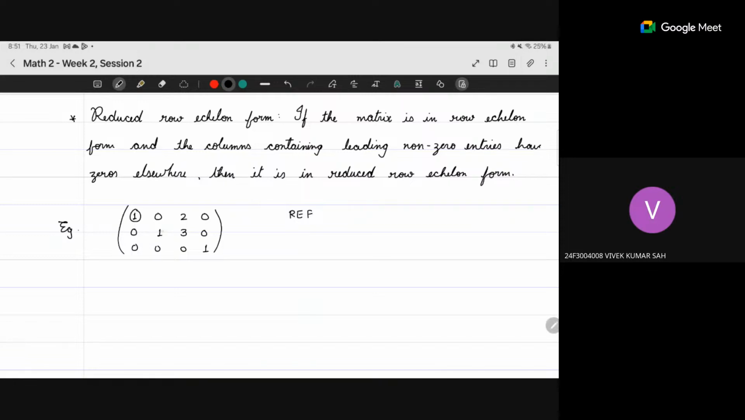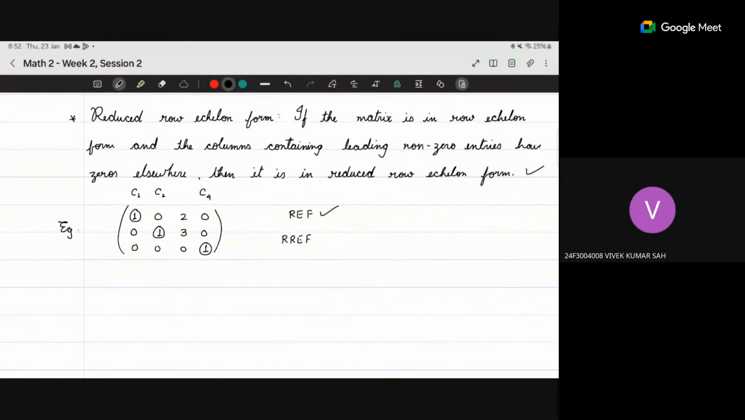Because here you have a 1, here you have a 1 which is to the right, here you have another 1 which is also to the right. So REF is okay. But what about reduced REF, that is RREF? You have to look at the columns. What are the columns which contain the leading row entries? It is C1, C2, and C4. C1, C2, and C4 contain the leading row entries.